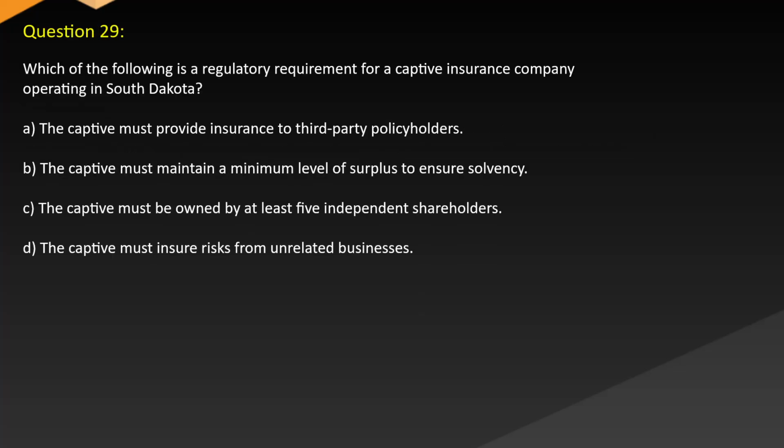Question 29. Which of the following is a regulatory requirement for a captive insurance company operating in South Dakota? A. The captive must provide insurance to third-party policyholders. B. The captive must maintain a minimum level of surplus to ensure solvency. C. The captive must be owned by at least 5 independent shareholders. D. The captive must insure risks from unrelated businesses.